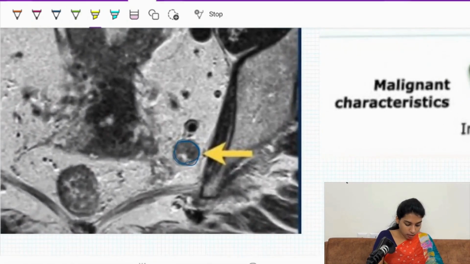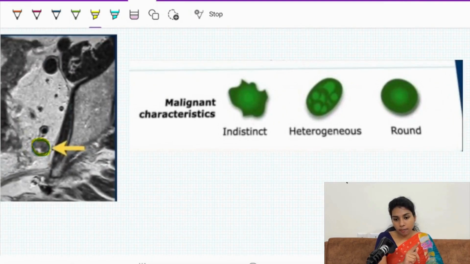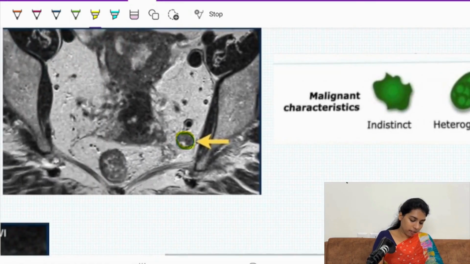I'll just show you an example for the same. So in this node, you can see that it is very heterogeneous, right? It is not homogeneous, and it is round. So it has 2 out of 3 malignant characteristics. These are the 3 things: indistinct margins, heterogeneous node, round node. In this we have a round heterogeneous node.